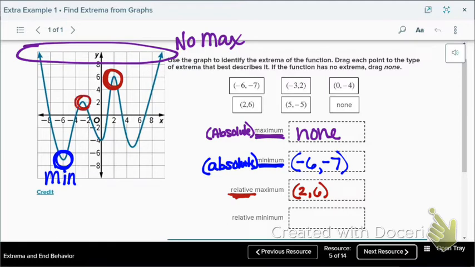And -3, 2 would be my other maximum. These are relative maximums.